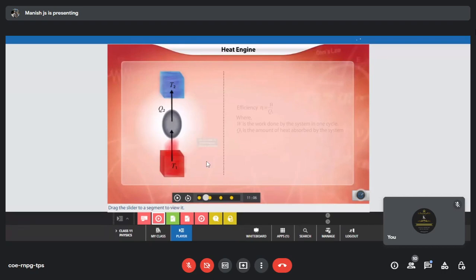So for efficiency, they have given a symbol here. That symbol is the Greek alphabet eta. We say eta. It is not theta, theta is the angle, this is eta, eta. Okay, so that is the symbol for efficiency. Sorry, we'll move on.